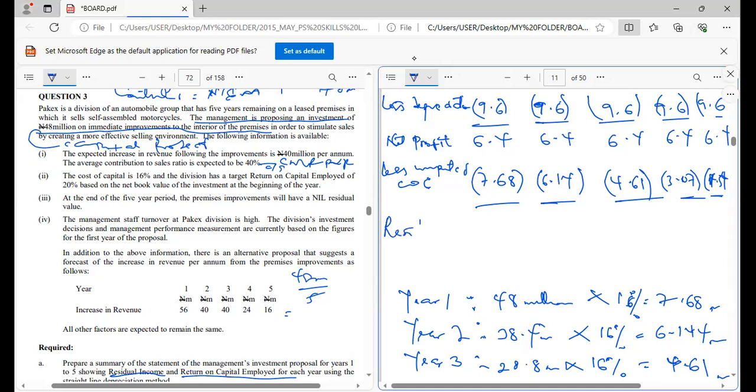When you subtract this, this will give you your residual income. So what's the residual income? The first one is minus 1.28. The next one is 0.26. Then 1.79. Then 3.33. Then 4.86.